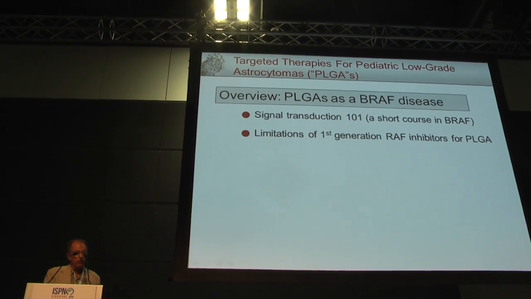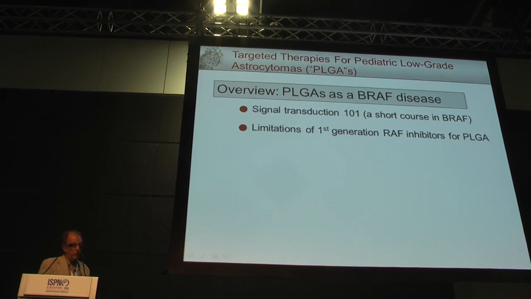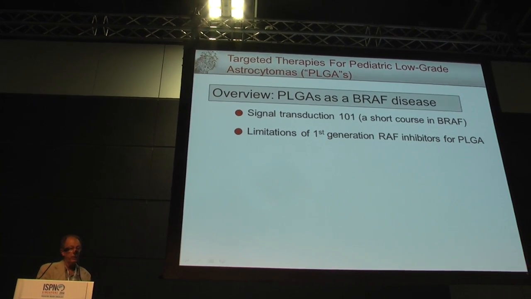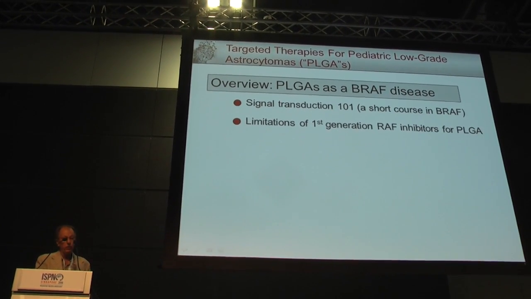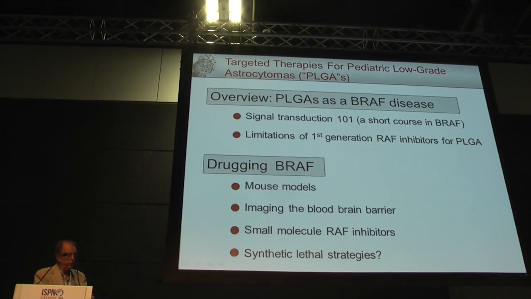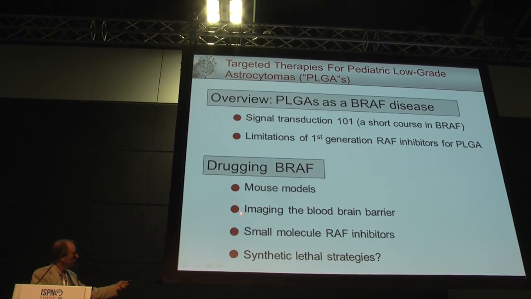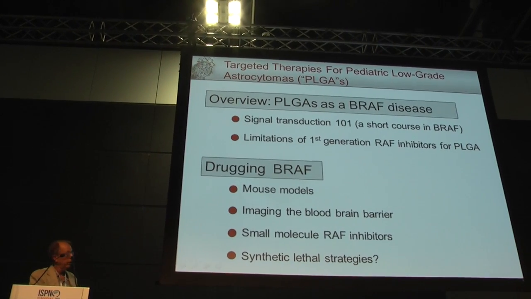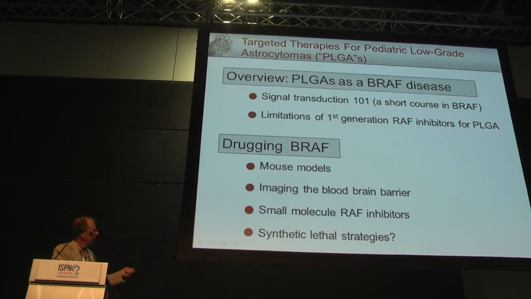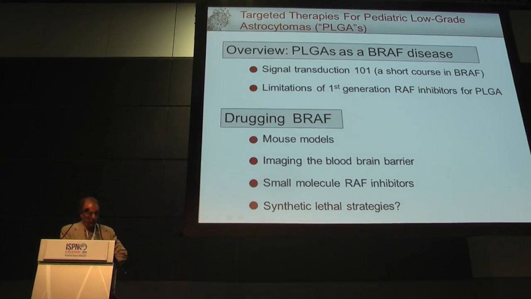So against that backdrop, here's what I'd like to do in the next few minutes. Talk to you about signal transduction. I'm going to give you a short course in BRAF signaling and talk to you about the limitations of the first generation of RAF inhibitors for pediatric low-grade astrocytoma. And then move on to the work we've done in our group, drugging BRAF. Talk quickly about the mouse models we're using, new technology for imaging the blood-brain barrier. Talk to you about the state-of-the-art highlights of RAF inhibitors. And if time allows, it may not, give you one little alternative approach to treating these tumors, synthetic lethality.